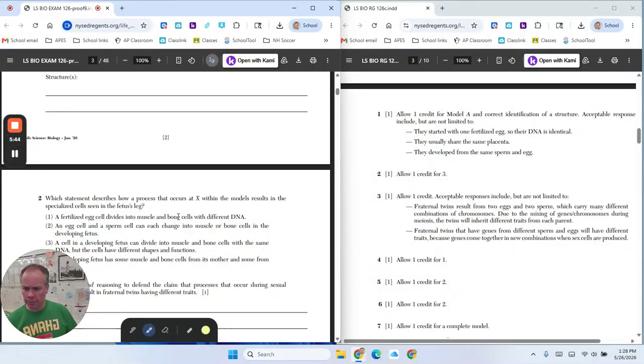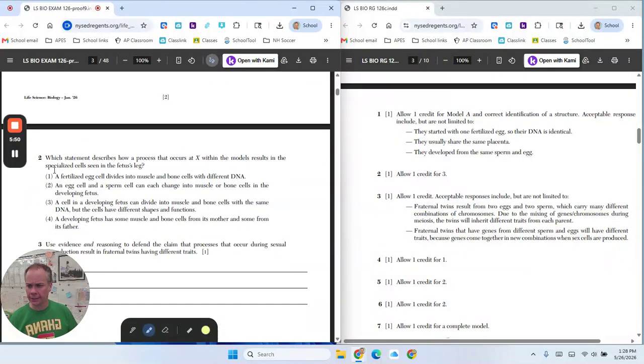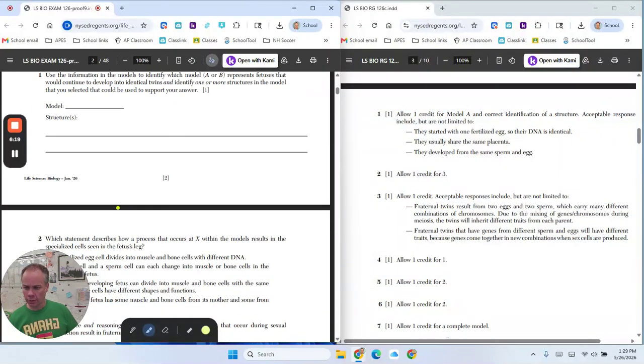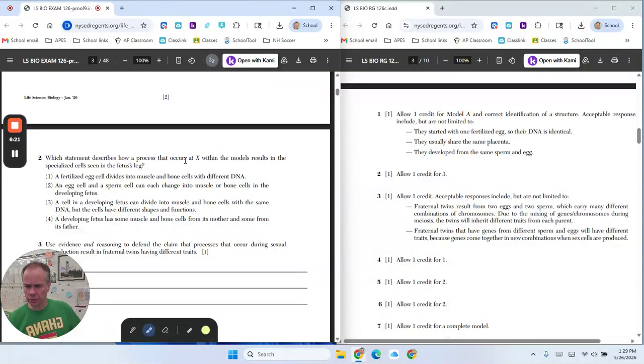Okay, so which statement describes how the process that occurs at X within the models results in specialized cells in the fetus's leg? So you think back, and you try to think about, what is happening at X? How does a fertilized egg grow into an actual fetus? And hopefully you're thinking, well, that's cell division, that's mitosis. Mitosis is what takes a single fertilized egg cell and allows it to grow through many stages into one of the fetuses here shown. So that's what's going on there.